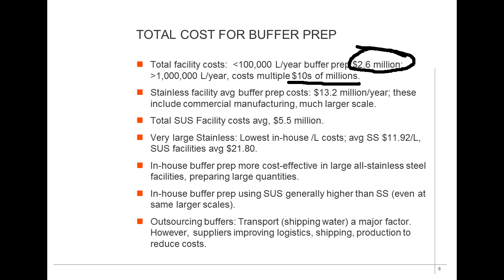per year. Very large stainless had the lowest in-house per liter cost. We saw an average stainless cost of about $12 per liter, and the average single-use facility was about $21 or $22 per liter. In-house buffer prep is more cost-effective in large, all stainless steel facilities preparing large quantities. That's not unexpected. In-house buffer prep using single-use generally is higher than stainless, even at the same scale, as you can well imagine. That was an interesting finding.